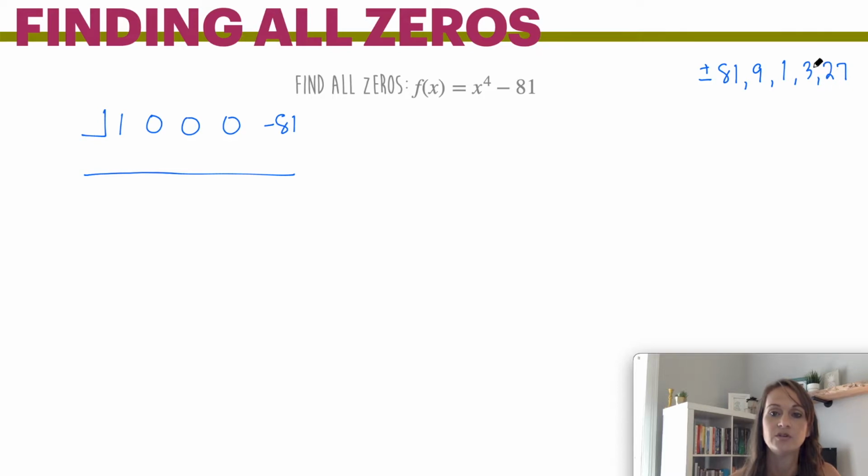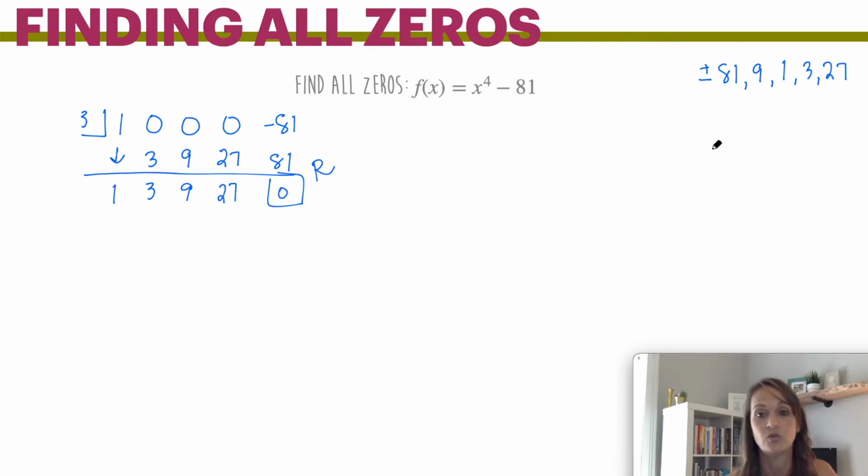So I'm going to try to use the number 3 just to start out with. If I bring down the 1, I'll get 1. Multiply by 3, I get 3. Add, I get 3. Multiply, I get 9. Add, I get 9. Multiply, I get 27. Add, I get 27. Multiply, I get 81. And I did find a remainder. It is 0. So we know that 3 is one of our zeros. Now, I'm going to take what my answer is. We're not at a quadratic yet because there's 4 coefficients. We need 3 coefficients.